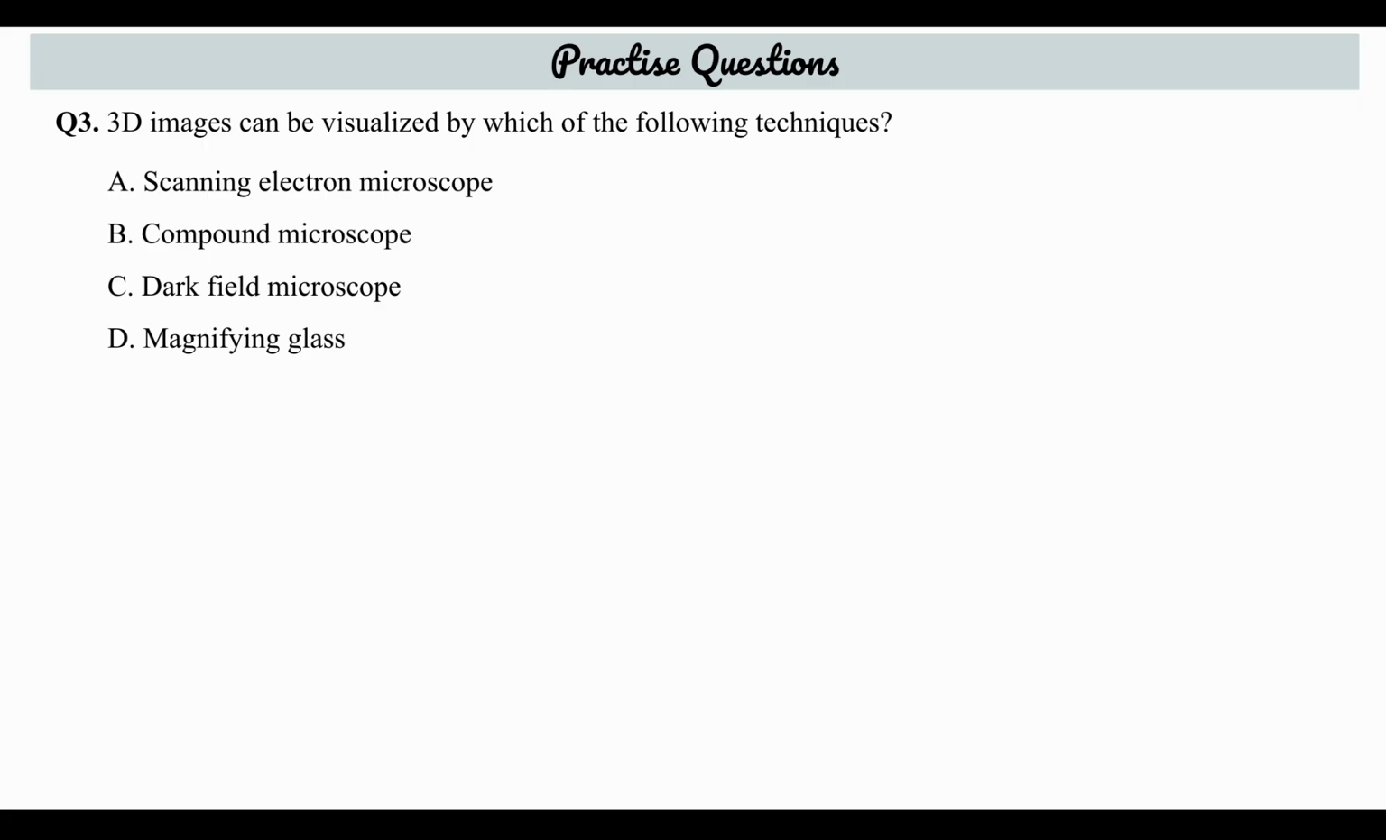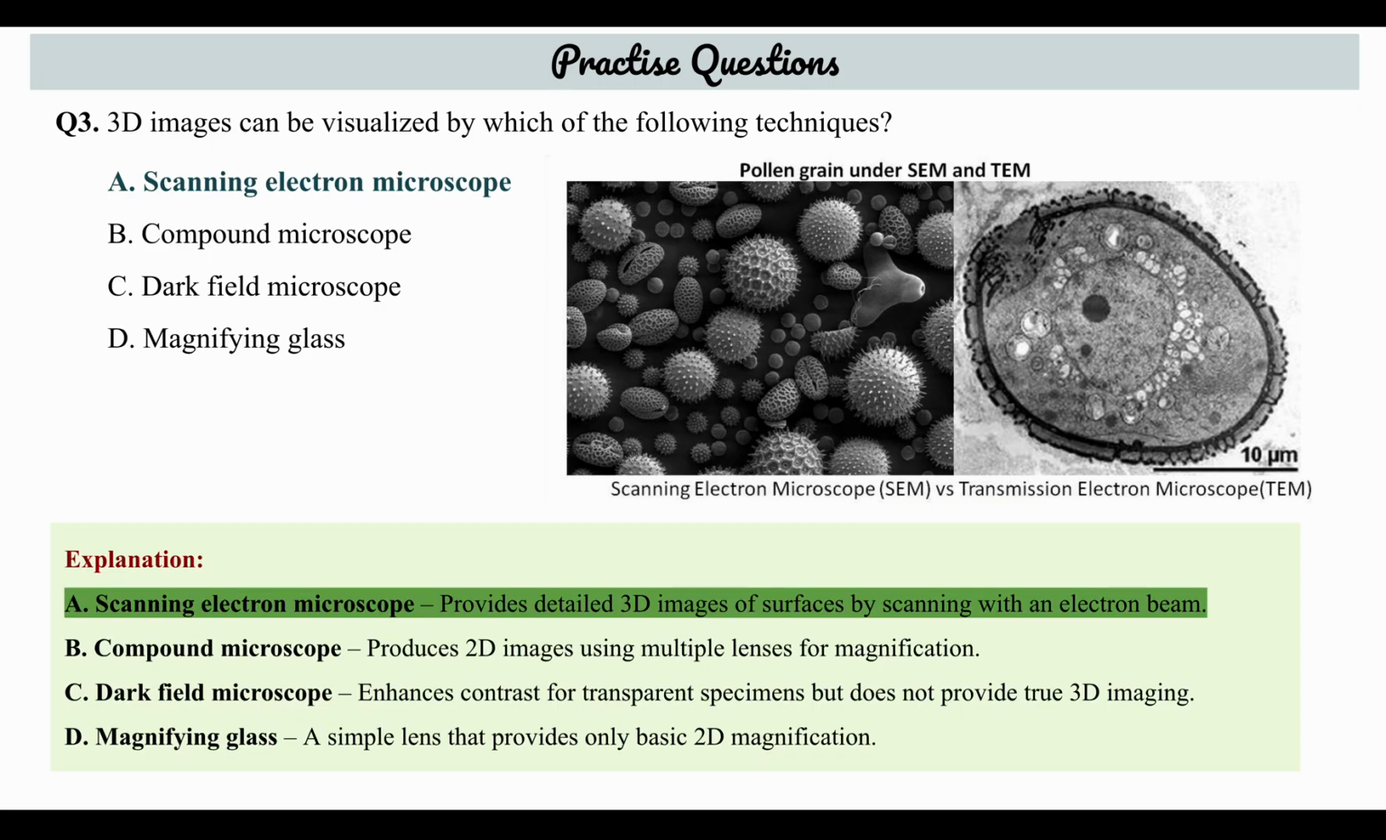Okay, so now let's see what is the right answer. The right answer is option A, which is the scanning electron microscope. This is the representation of scanning electron microscope versus transmission electron microscope. We have seen both of them. A scanning electron microscope gives you a 3D image, and it is mostly scanning the surface, so it tells you about the surface of the specimen, whereas transmission electron microscopy is also a category of electron microscope which gives you the internal picture of the cell or specimen. So that's why the correct answer is option A, scanning electron microscope.